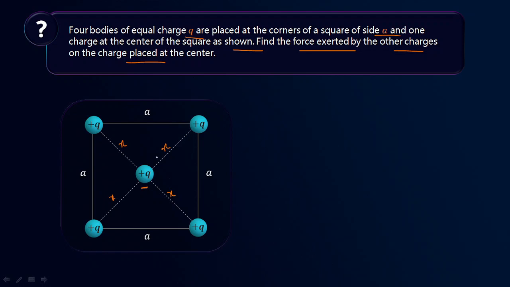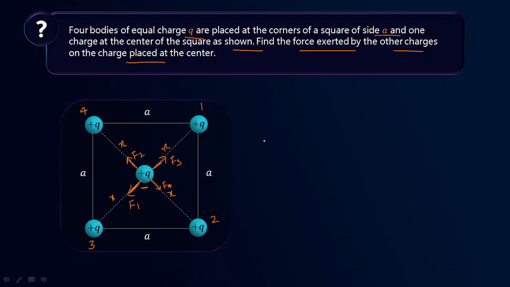So due to one charge, how much will the force be? Let me consider the charges as 1, 2, 3, 4. Due to the first charge, a positive charge, like charges repel, so let us say F1. Due to the second charge, again repulsion, so F2. Due to the third charge, again repulsion, that is F3. Due to the fourth charge, again F4. So all the forces are like this.